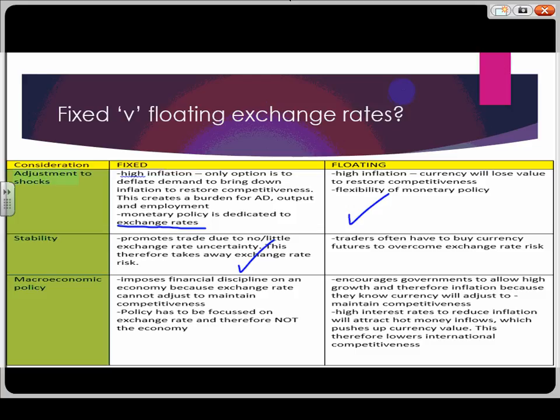In terms of macroeconomic policy, a lot of people say that a fixed exchange rate will promote financial discipline. You can't rely on the currency value changing to get you out of problems. So overall, look at this. Which is better, fixed or floating? I'm not entirely sure. I think history would tell us fixed exchange rates are very difficult to maintain. So what we might want to focus on instead is trying to minimise fluctuations in our exchange rate under a floating system.